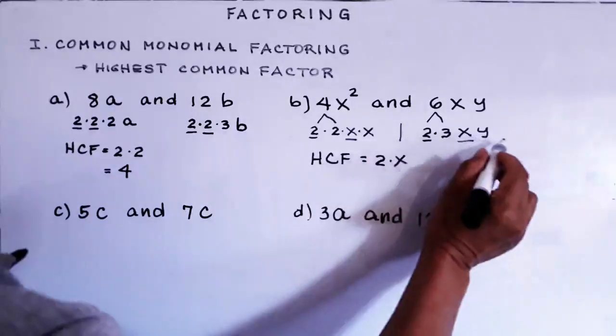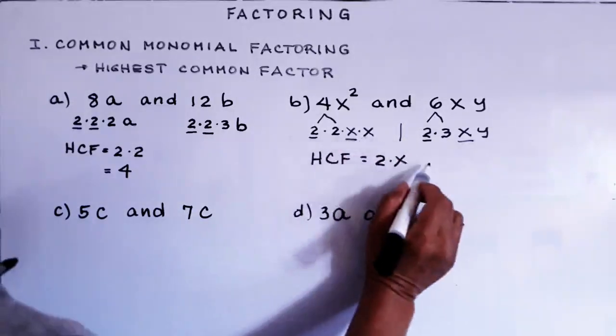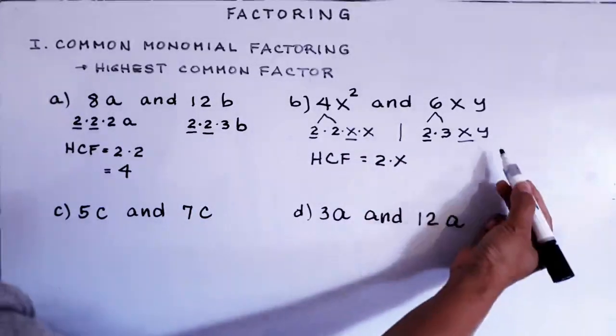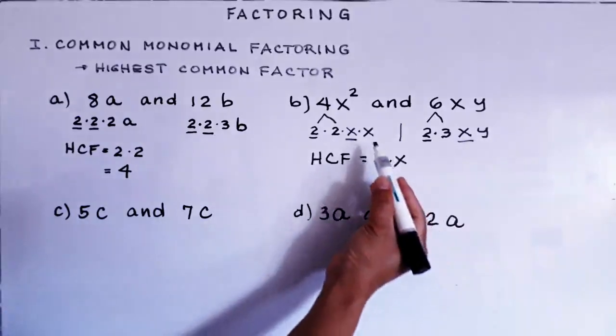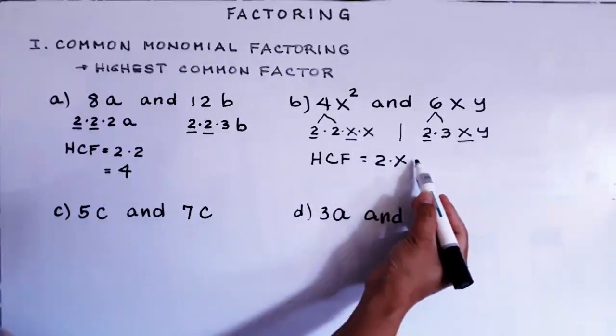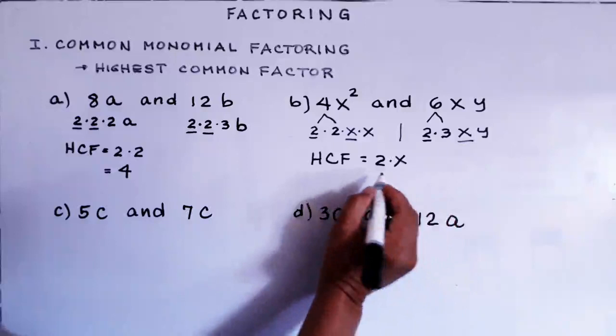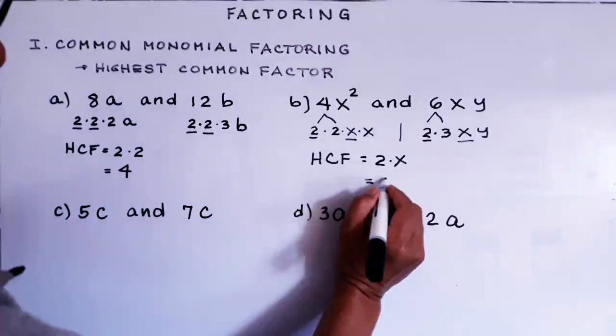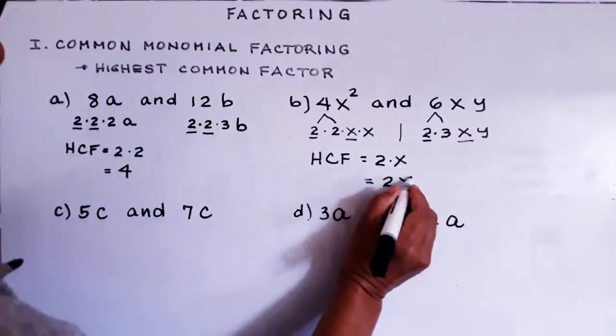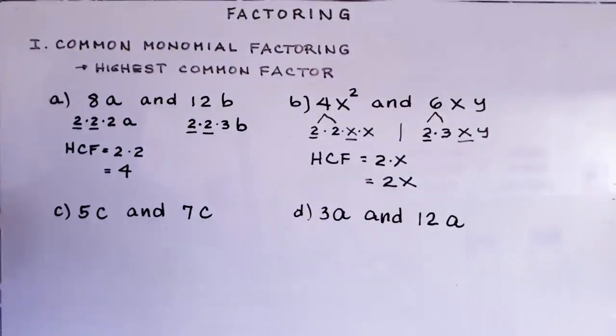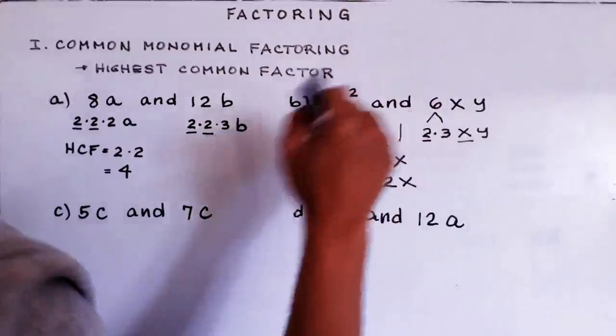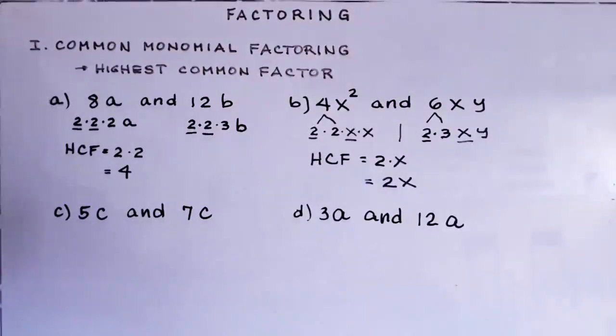Do we have another x here? No, so we don't write another x. What about y? Y is here, but we don't have the y here. Do we need to write that one? No. So our HCF is 2 times x, or simply 2x. That is our highest common factor, the one that we are going to extract from this binomial here.